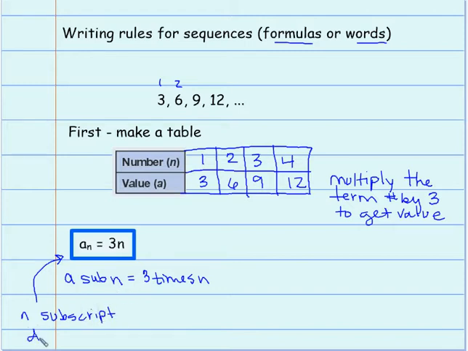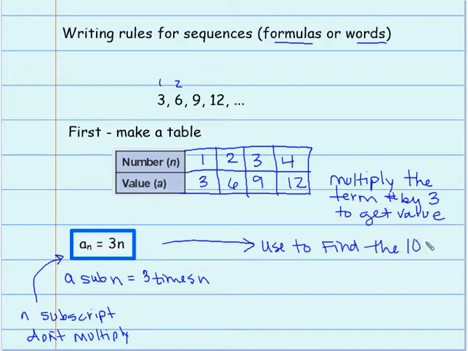You don't multiply it. It's just telling you which value for a that you have. Okay, so we can use this. We're going to use the formula to find the 10th term. So the 10th term would be saying n equals 10.